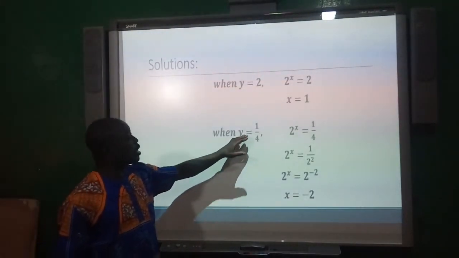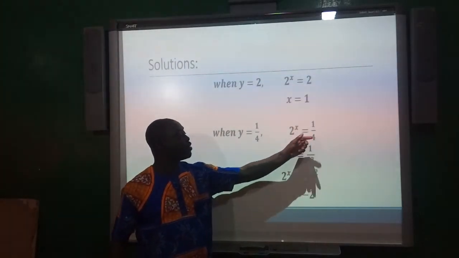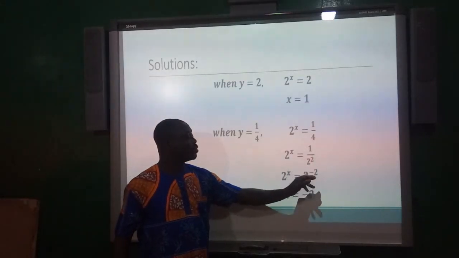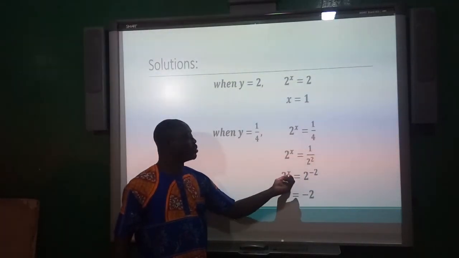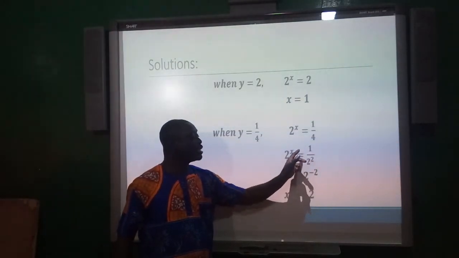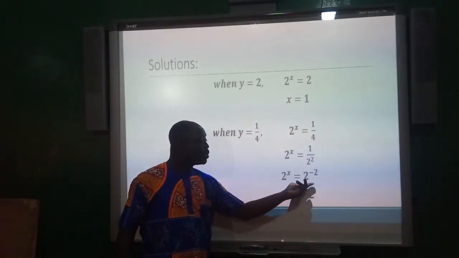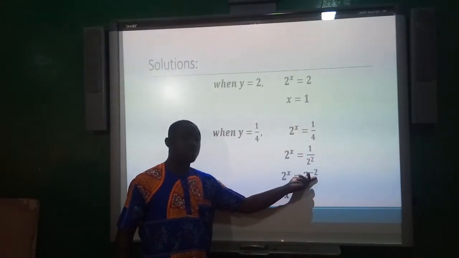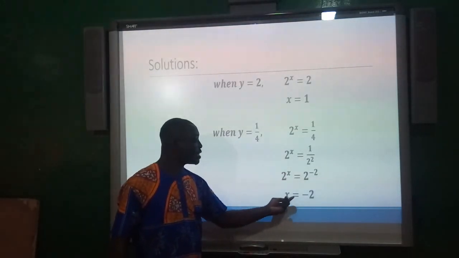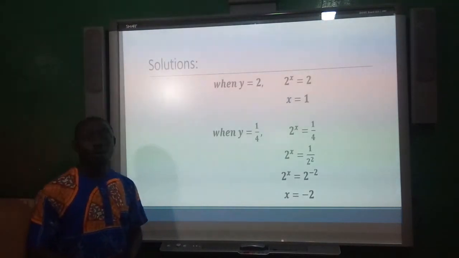When y is equal to 1 over 4, then you see that we are going to have 2 raised to power x also equal to 1 over 4. What is 4? 4 is the same as 2 raised to power 2. The moment you want the bases to be the same, 2, you are changing the position of the exponent. The moment you change the position, the exponent will do what? Change. So it is a denominator. The moment you change it to become a numerator, the sign of the exponent will change to negative. So we compare the exponents, and we see that x is equal to negative 2. I hope it is well understood.